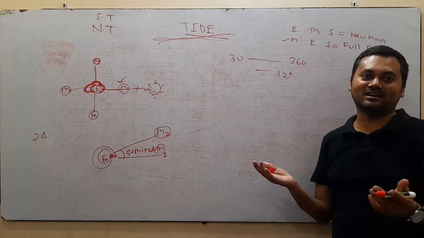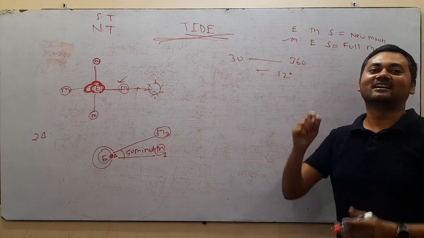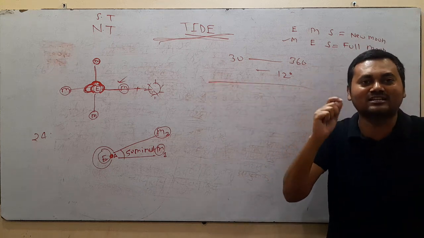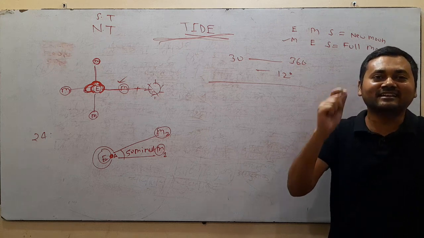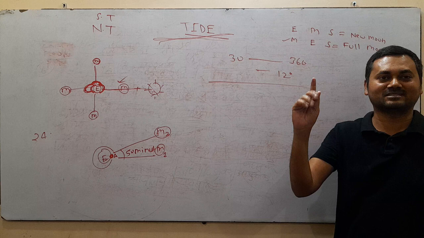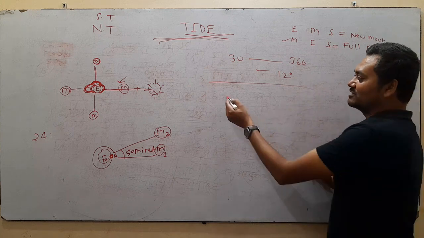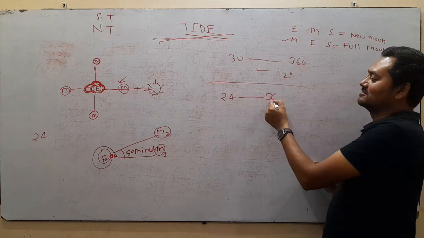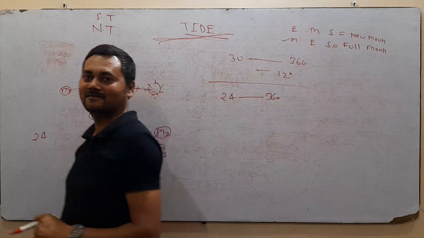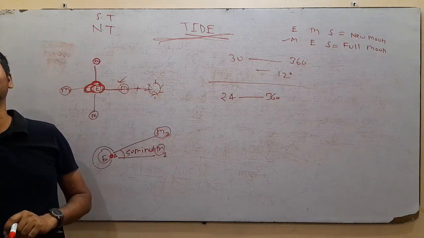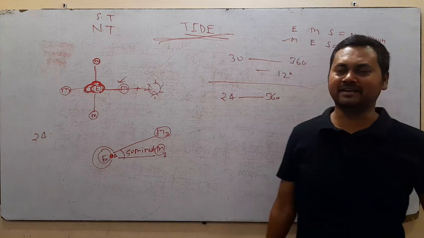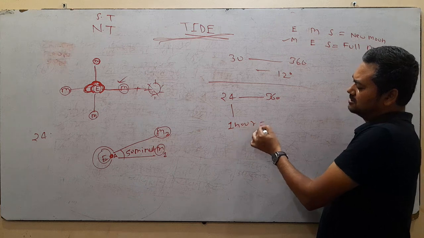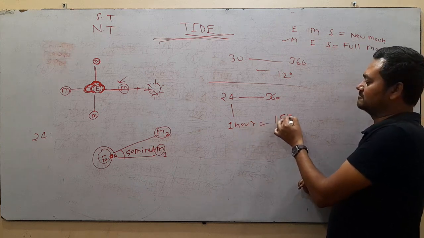And we have the formula. What is that formula? That the earth completes a rotation on its axis in 24 hours. In 24 hours, how many degrees? 360. When you calculate, in 1 hour it will come to 15 degrees.